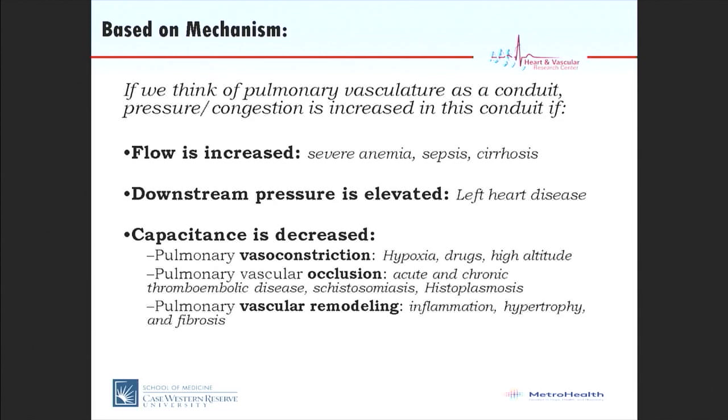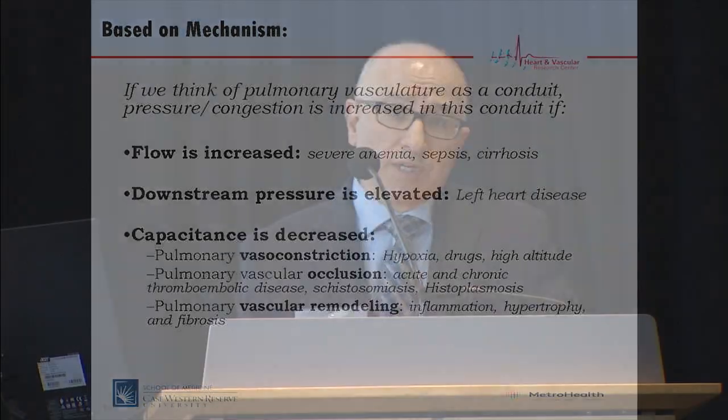How do we classify pulmonary hypertension? The way I like to put it is that there is either increased flow in the pulmonary arterial bed, or a downstream obstruction, or a decrease in the capacitance of the pulmonary vascular bed. We're going to focus on the third one, which is reflective of pulmonary vascular disease, as opposed to left heart disease that leads to downstream obstruction. That's the most common cause of pulmonary hypertension and heart failure.